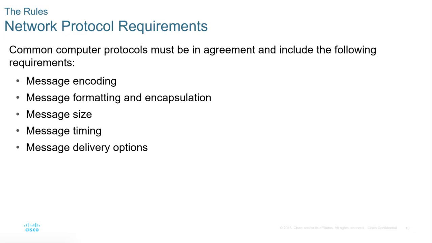Then message timing: when to send, and in case of anything, what should happen, let's say the message has not reached. Then message delivery option. How are the messages going to be delivered? Is it one-to-one? Is it one to group? So those are the network protocol requirements. There are five of them.